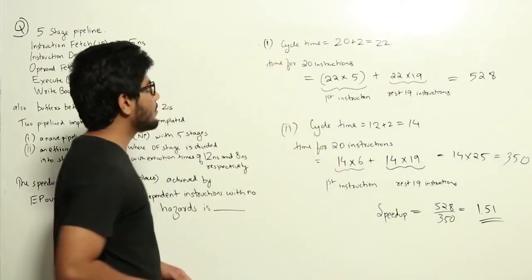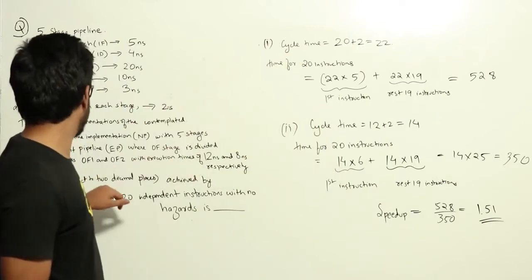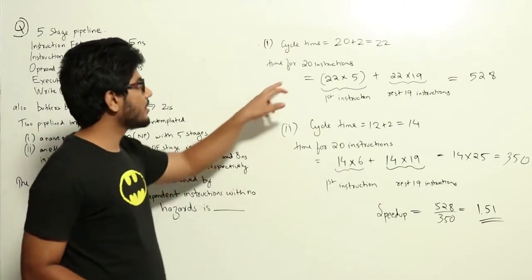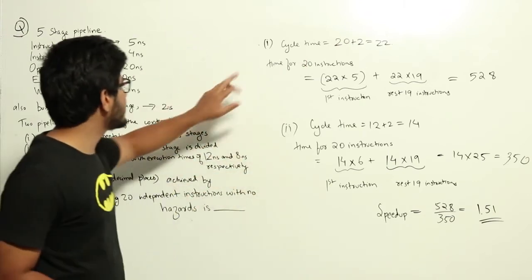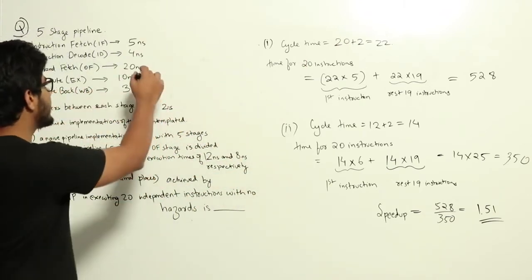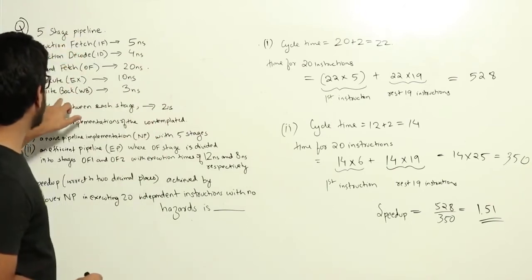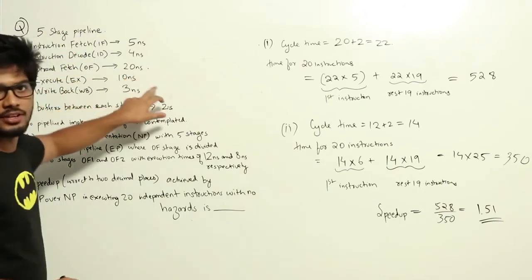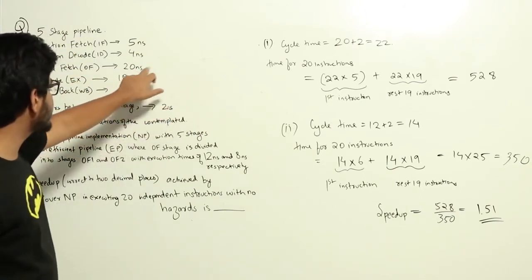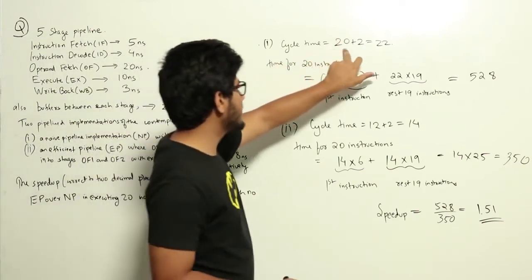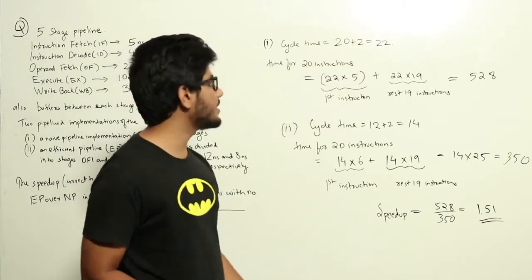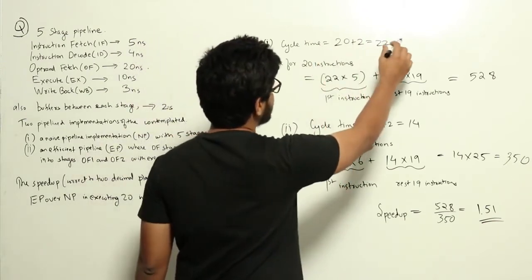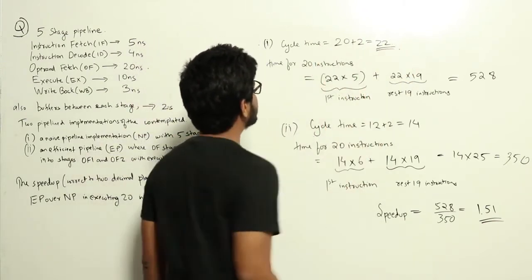Let's take a look at the naive implementation, NP. Here, what is the cycle time? Cycle time is the time taken by the slowest stage. The slowest stage here is the operand fetch stage, which takes 20 nanoseconds, so we need to take this as the cycle time. We'll take 20, plus additionally there is a 2 nanosecond time buffer associated with each stage, meaning that the cycle time for the first implementation is 22 nanoseconds.